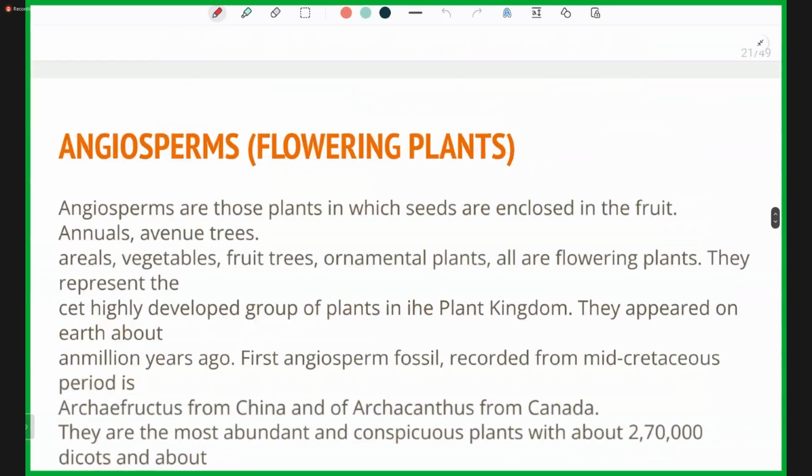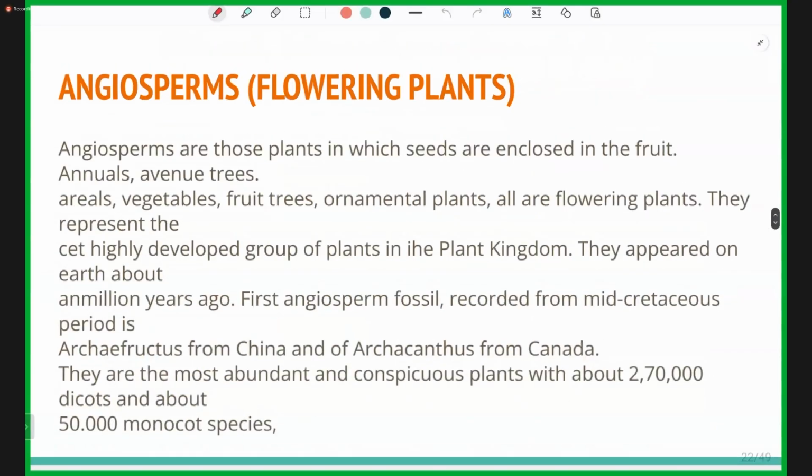So angiosperms are the dominant plants in our ecosystem. Wherever we look, the most common plants we see are angiosperms, the flowering plants. The angiosperms are those plants in which the seeds are enclosed in a fruit.